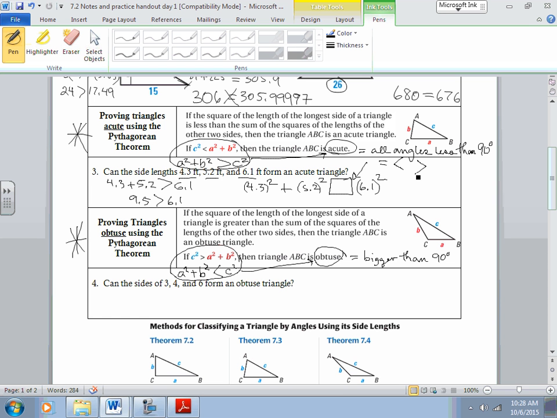All right. What's 4.3 squared? 18.49? Is everybody okay? Because I don't have a calculator. Okay, 18.49 is right. What's 5.2 squared? 27.04, everybody check that? Okay. Now we need 6.1 squared. 37.21. Everybody check that, 37.21? Yeah, okay.